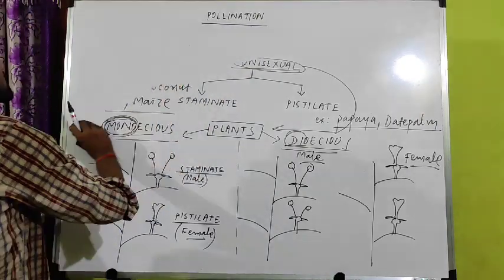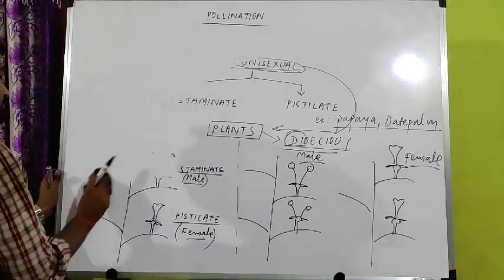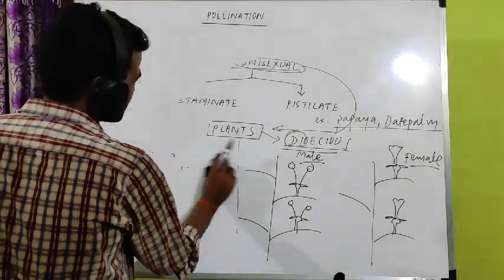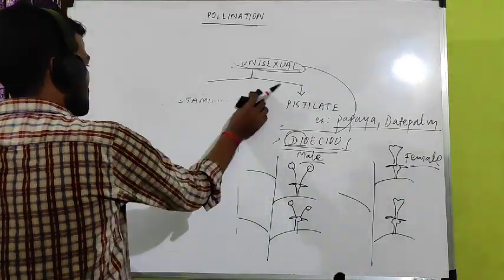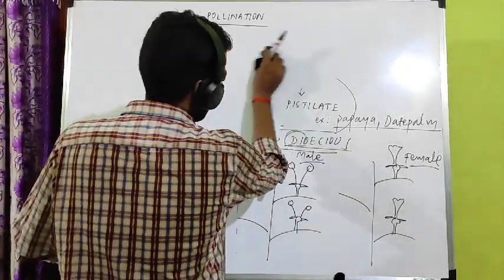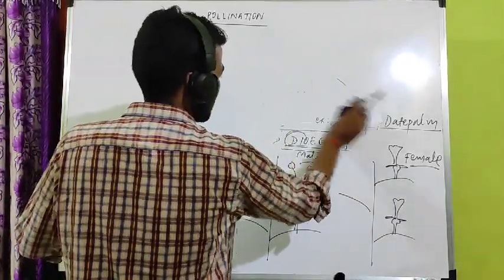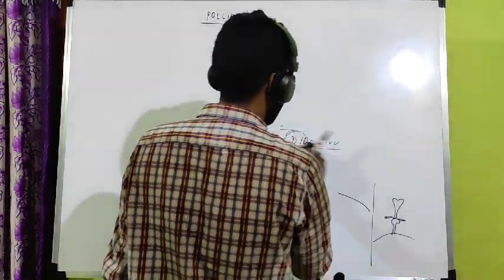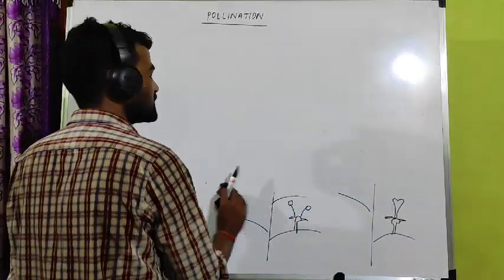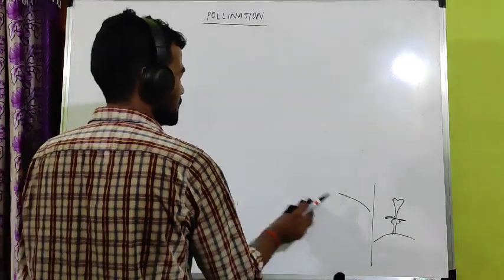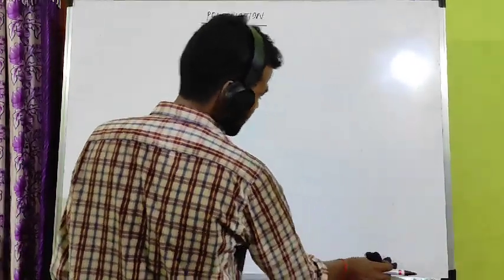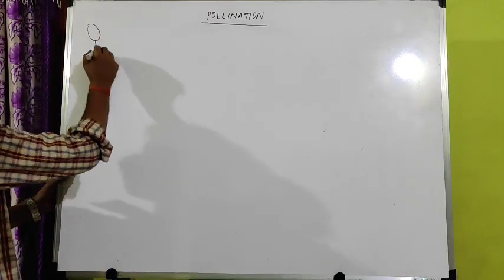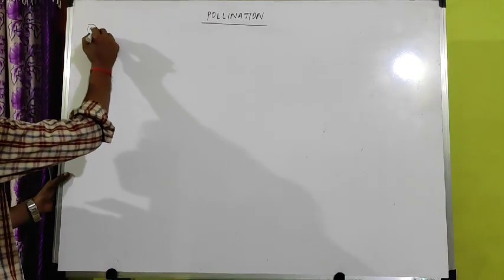Now we will move towards pollination. What is pollination? Pollination is the transfer of pollen grain from anther to stigma. Already we have discussed that the male sex organ in plants is the stamen, and the female sex organ is the carpel or pistil. The pollen grains are produced inside the stamen and transferred to the carpel, or pistil. This is the stamen, and inside the stamen pollen grains are produced.